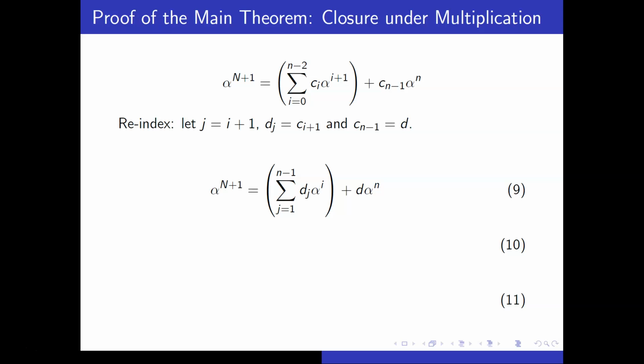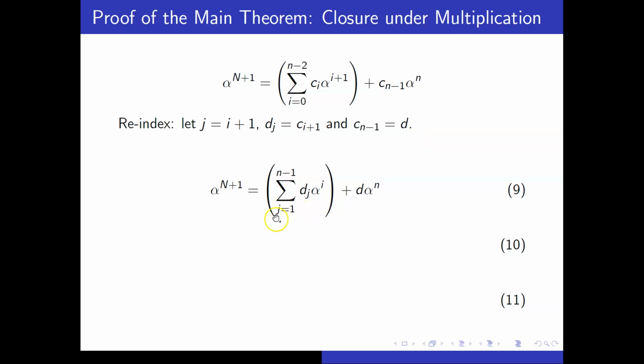Okay, so that gets me this. This is just the whole thing recopied again. All right, I'm going to re-index it, hopefully for clarity. I'll take j to be i plus 1. I will make a new coefficient, d sub j, which will be c sub i plus 1. And then this last one I'm just going to simply call d.